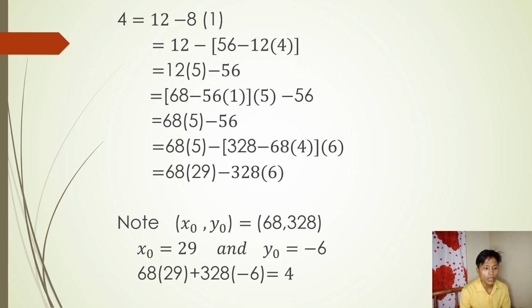Note that a and b are equal to 68 and 328. x sub 0 is equal to 29 and y sub 0 is equal to negative 6. So 68 times 29 plus 328 times negative 6 is equal to 4.